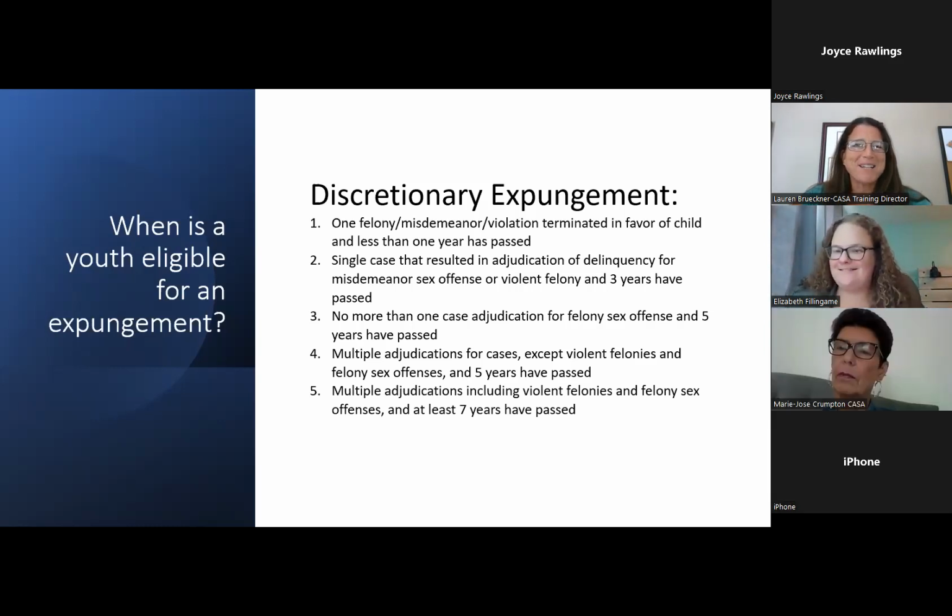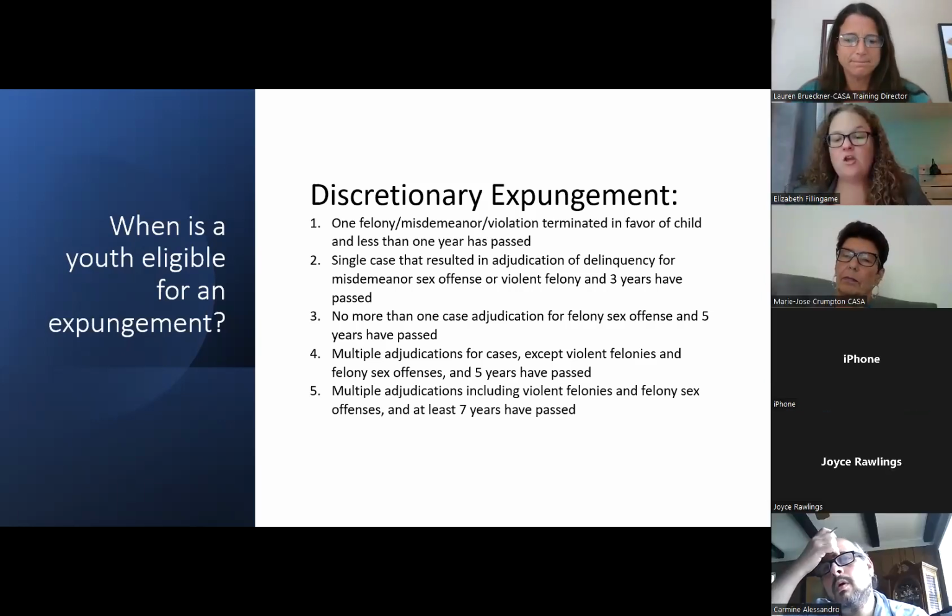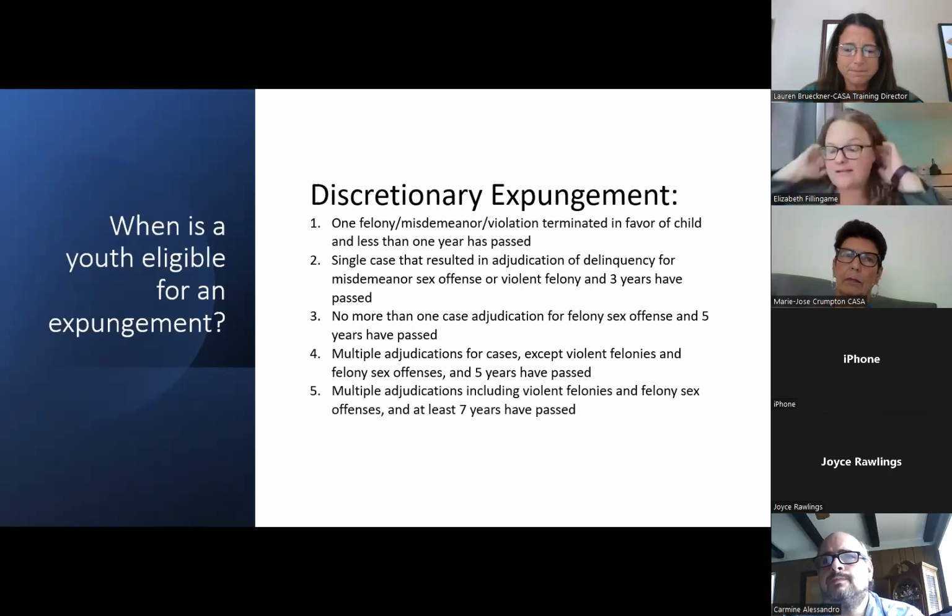Yes. Joyce has one. Okay. When you say adjudication, can you explain that as opposed to charges? So charges are what happens when they're initially charged, right? Just because they're charged doesn't mean they are guilty. We use adjudication instead of guilty because we're talking about juveniles. So we don't use the term guilty or conviction. We use the term adjudication. So that's really just when the court has made a decision about those charges.